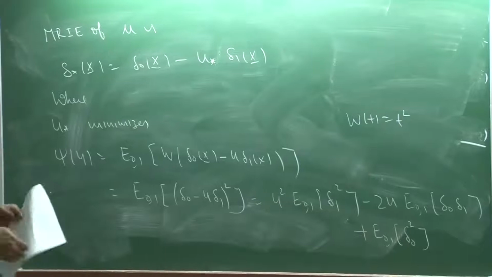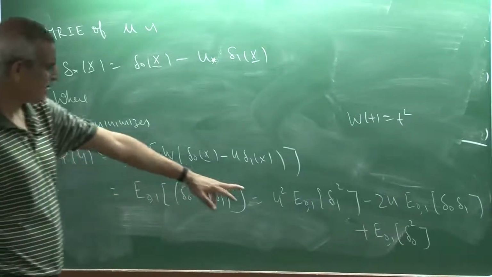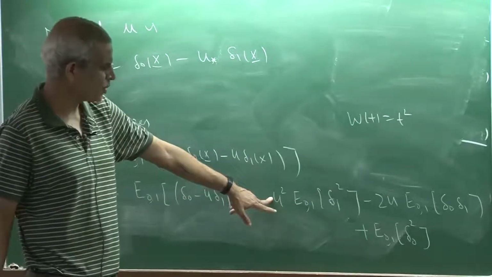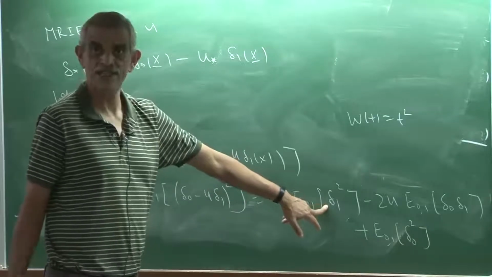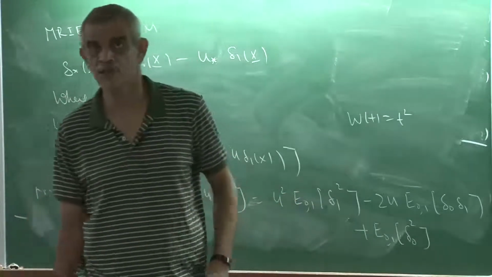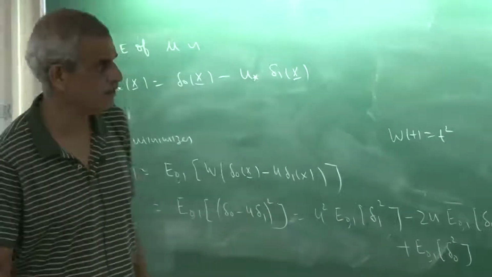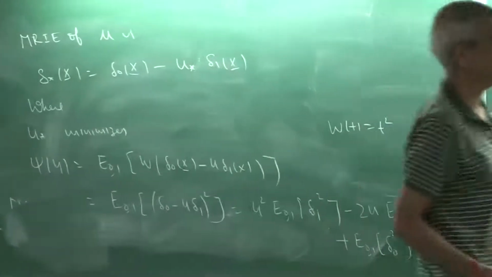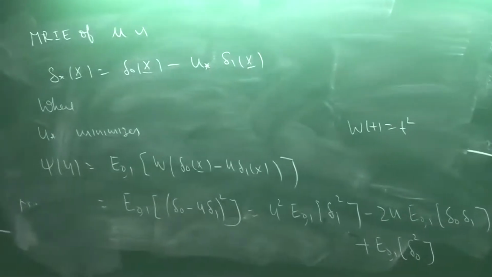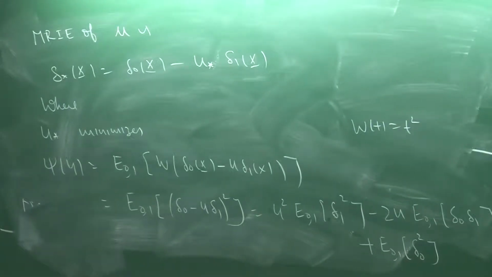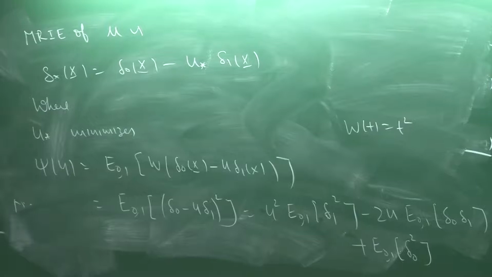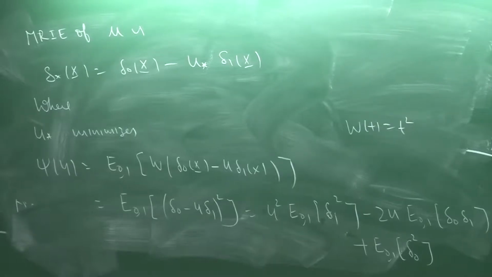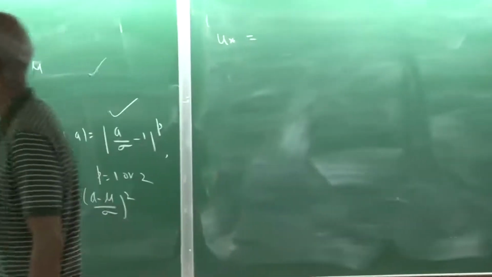All right. So I take the double derivative. Double derivative turns out to be 2 times E01 delta 1 square, which is positive. So double derivative is positive. So that means if I put first derivative equal to 0, I get the minimum. So minimizing u, u star turns out to be where the derivative is 0.